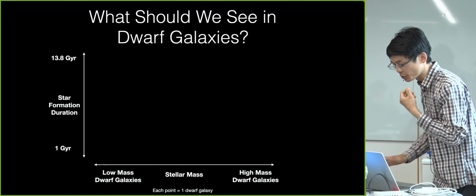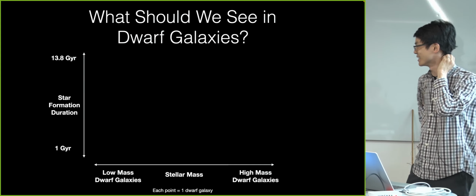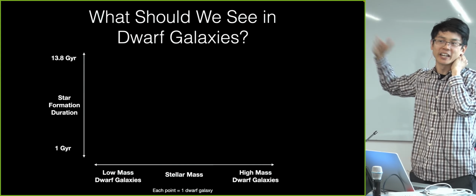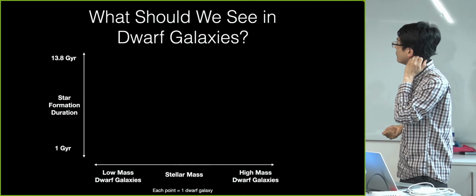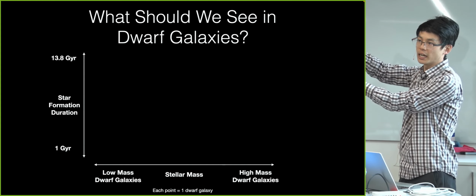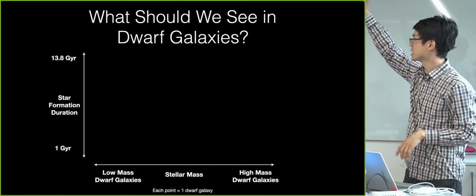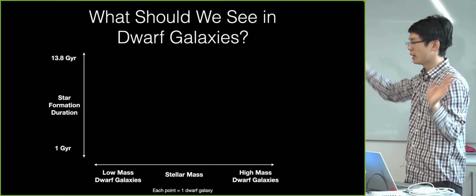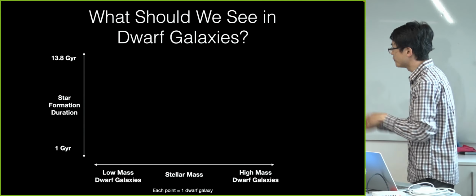So I got interested in this question because we could study it with dwarf galaxies. And so the question we can ask is, what should we see in dwarf galaxies if we're comparing delayed and prompt sources of r-process elements, right? This over here is a plane where each point is going to be one dwarf galaxy. The x-axis is the mass of the galaxy, and the y-axis is its star formation duration, the time to form 90% of its stars.